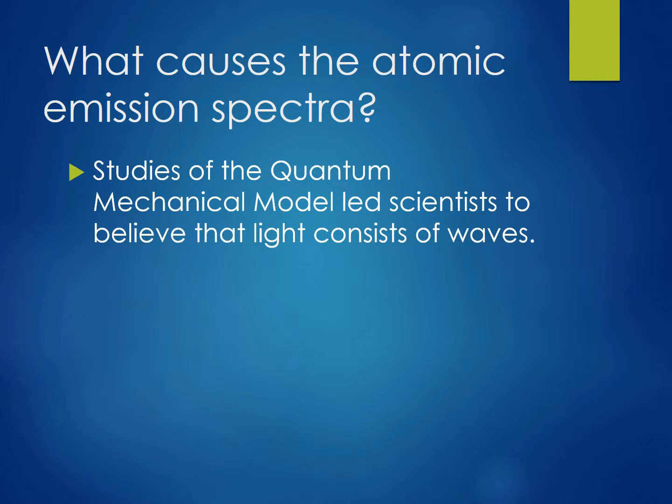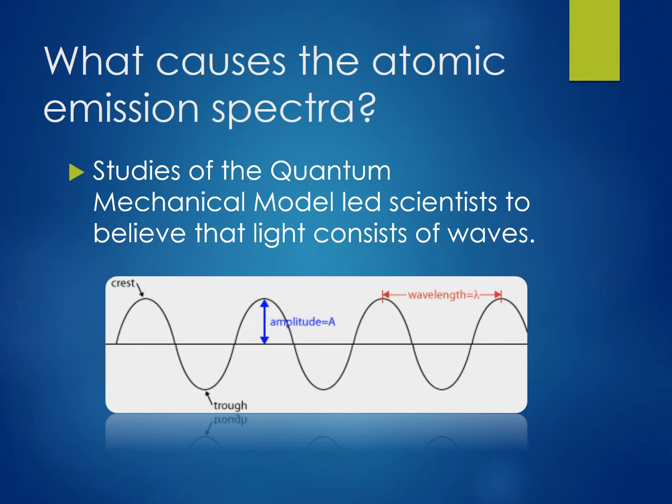Studies of the new quantum mechanical model for the atom led scientists to believe that light consists of waves. But what is a wave? We show a wave through this squiggly line on the x-axis. So we have the x-axis here, and then there's this wave going along it. The wave has a bunch of different parts.